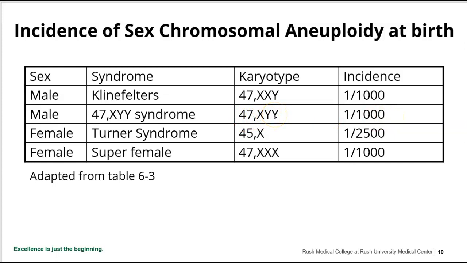And the Y chromosome doesn't have a lot of genes on it, so we'll talk about that in a second. Turner syndrome, 45X, occurs in about 1 in 2,500. But it's the only monosomy that's compatible with life. And then something called a super female, 47XXX, is about 1 in 1,000.